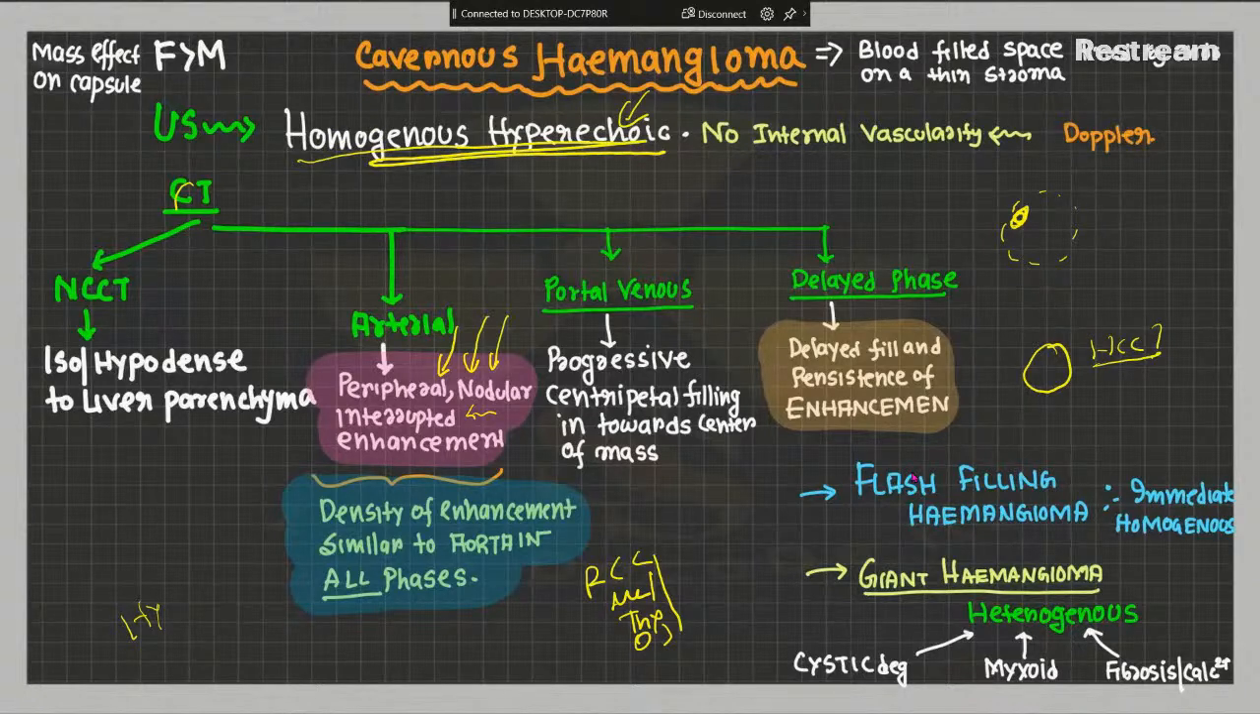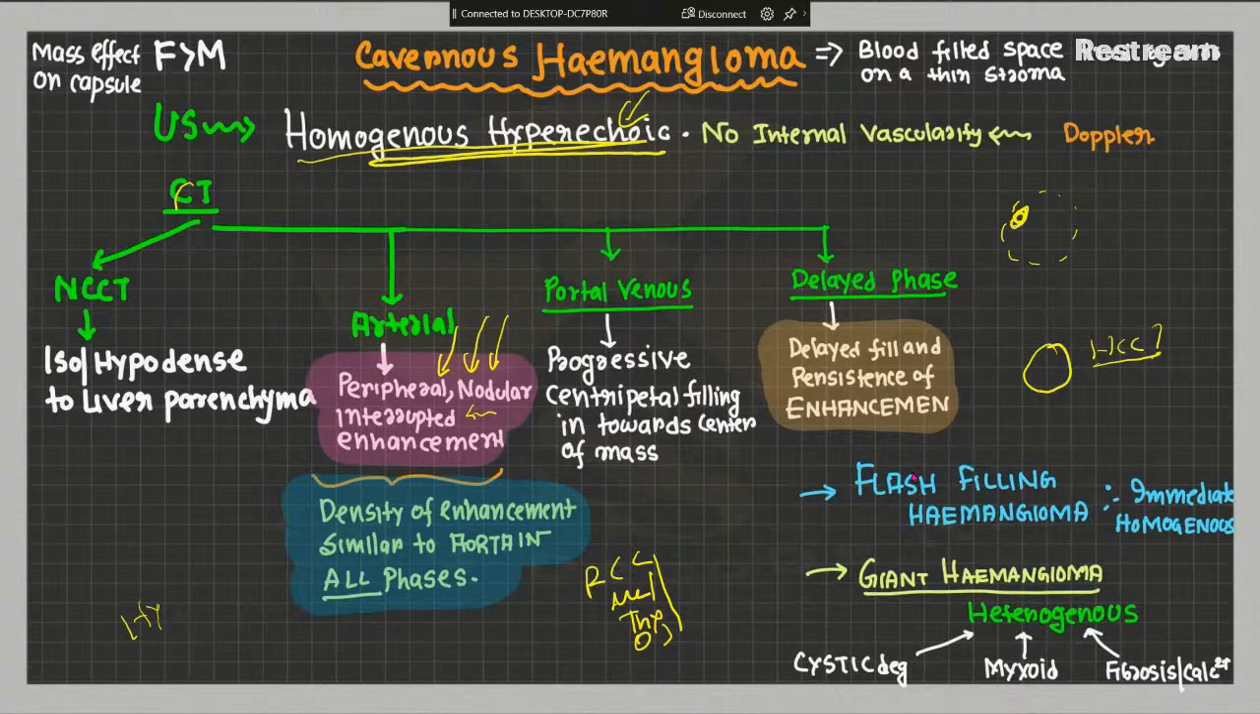So, a homogeneously hyperechoic mass. Now the apparent contradiction is that I have told you that on arterial phase in contrast-enhanced CT, it showed a vivid contrast enhancement, that is, peripheral nodular interrupted discontinuous arterial enhancement. But on Doppler, usually there is no internal vascularity on ultrasound. So two points: first, it is homogeneously hyperechoic with usually well-defined margin, and second, no internal vascularity is seen. Third point, this is a general characteristic of any mass, not specific to hemangioma: if this hemangioma is in close proximity to any of the hepatic veins, then due to mass effect it can divert or displace a hepatic vein. That's a general characteristic of any mass, not specific to hemangioma, but I just mentioned it. So on ultrasound, you will see a hyperechoic mass without any internal vascularity.